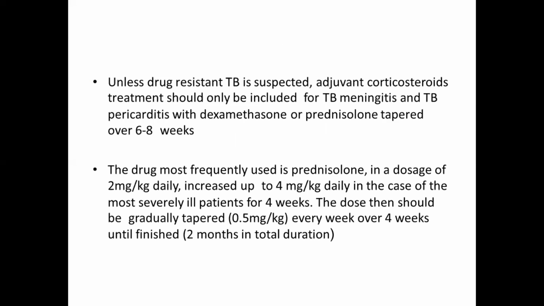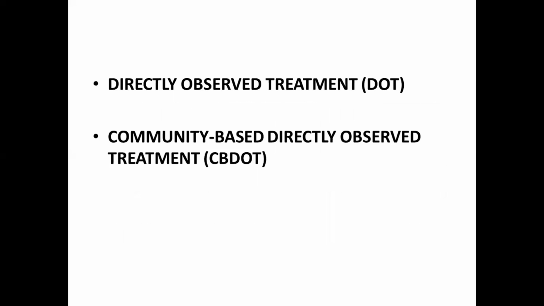And the most frequently used drug is prednisolone, and the dose of the drug is 2 milligram per kg daily, which could be increased up to 4 milligram per kg daily in the case of the most severely ill patient for 4 weeks, and the dose then should be gradually tapered. That is by 0.5 mg per kg every week over 4 weeks until finished, and that is the total duration of 2 months, that is 8 weeks.